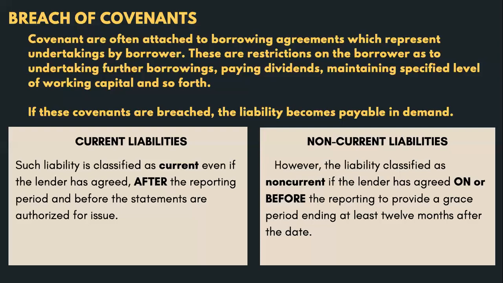Such liability is classified as current even if the lender has agreed, but take note, after the reporting period and before the statements are authorized for issue. Same application. The breach of the contract happened within the year. Since you breached the contract that year, it is payable on demand, so you classify the liability as current. So what does that mean, after the period?